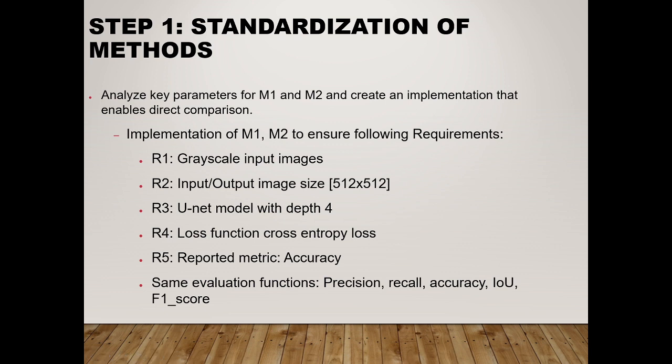And the last two things are, again, the loss function for UNet. In both cases we are fixing it to cross entropy loss, and we are reporting the metric as accuracy. And I've already given out the evaluation function, so that's precision, recall, accuracy, intersection over union, and F1 score. And I will be linking the Google Drive in the description box below, where I have this code available for anyone to use based off of their needs.